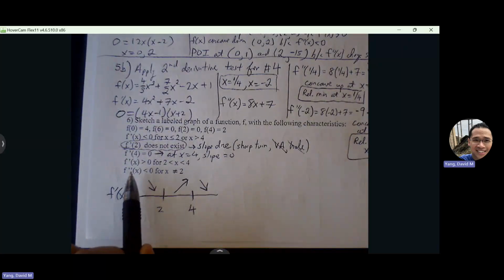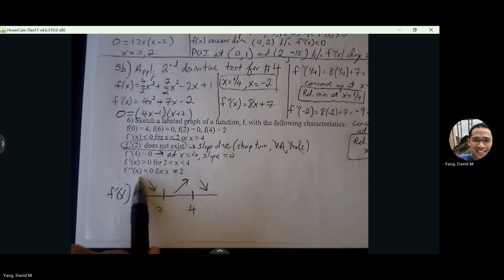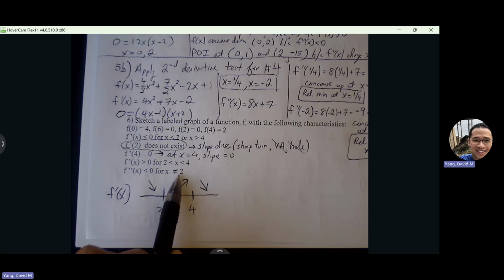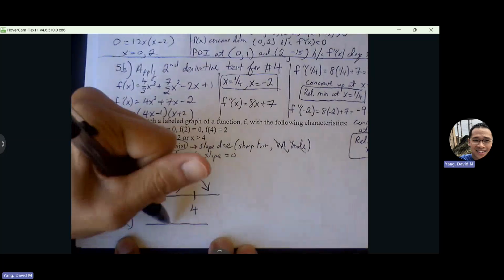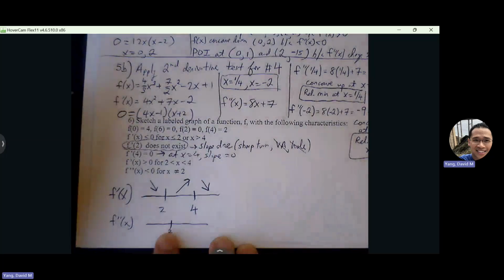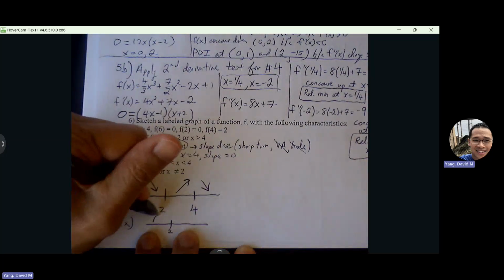All right, final statement. F double prime is less than 0 for x doesn't equal 2. How would you say this? Everywhere except 2. They do indicate 2, even though it doesn't say equal to 2. If they indicate any x value, it's going to be an indication that's going to be a critical point. So at the f double prime sign line, we can create 2 as our critical point. So we know on both sides, it's concave down. Yeah.